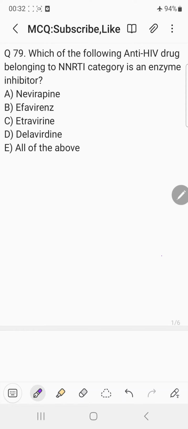So today's question is, which of the following anti-HIV drugs belonging to the NNRTI category is an enzyme inhibitor? A choice nevirapine, B choice efavirenz, C choice etravirin, D choice dilavirdin, and E choice all of the above.